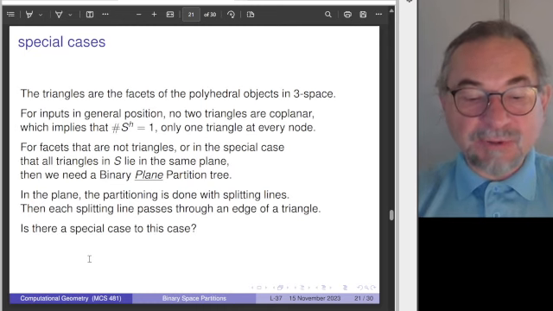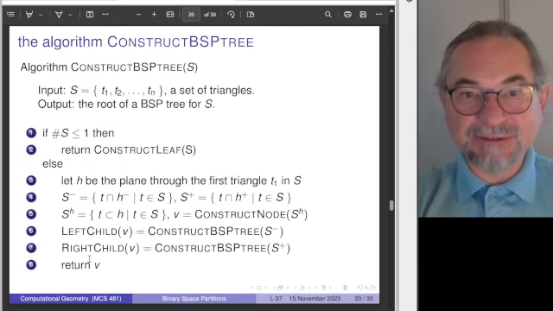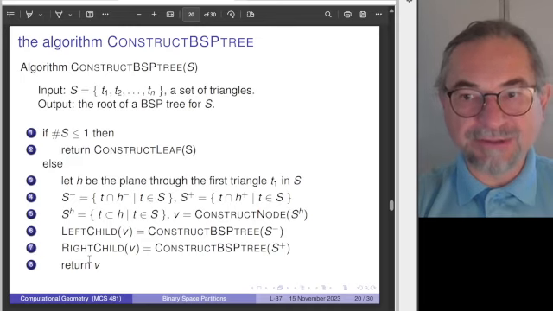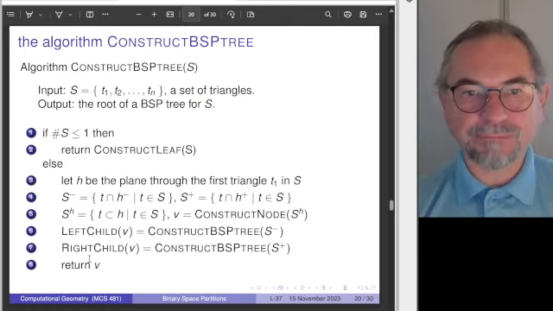Okay, so that was why this algorithm was quite straightforward. Another way to look at this is that the set of triangles is in general position. So there's nothing special about them. This algorithm is then good enough.